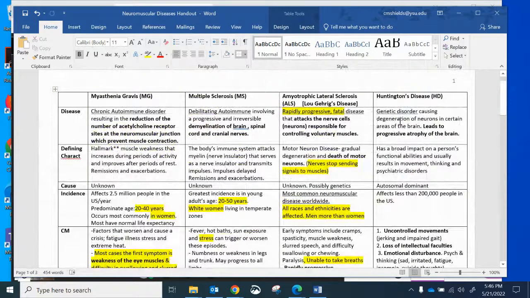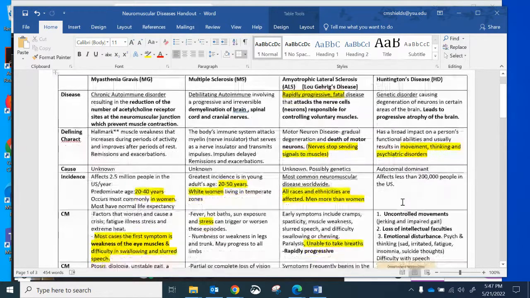The last one, Huntington's disease, is a little different now than what we just talked about as far as a nerve. It's a genetic disorder causing degeneration of neurons in certain areas of the brain, which leads to progressive atrophy of the brain. Okay, so the neurons degenerate in the brain. It has a broad impact on a person's functional ability and usually results in three main things right here: movement, thinking, and psychiatric disorders. We know that it's genetic, but it's not common. It affects less than 200,000 people a year in the US.